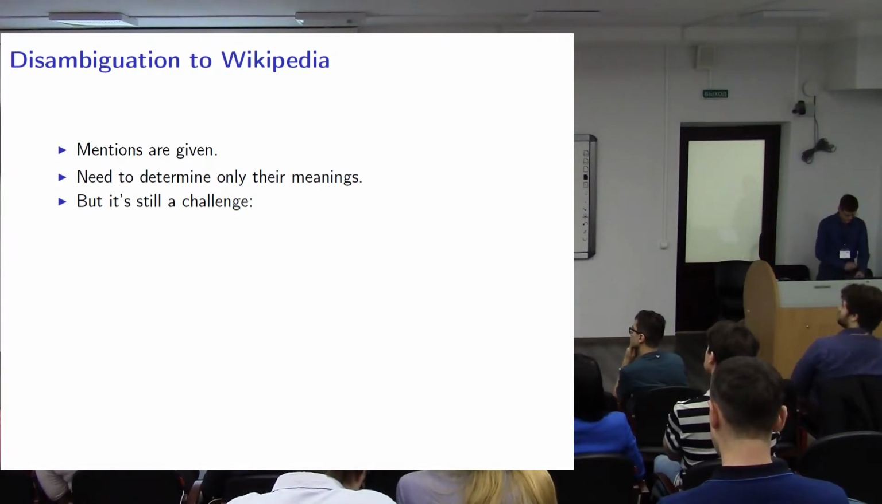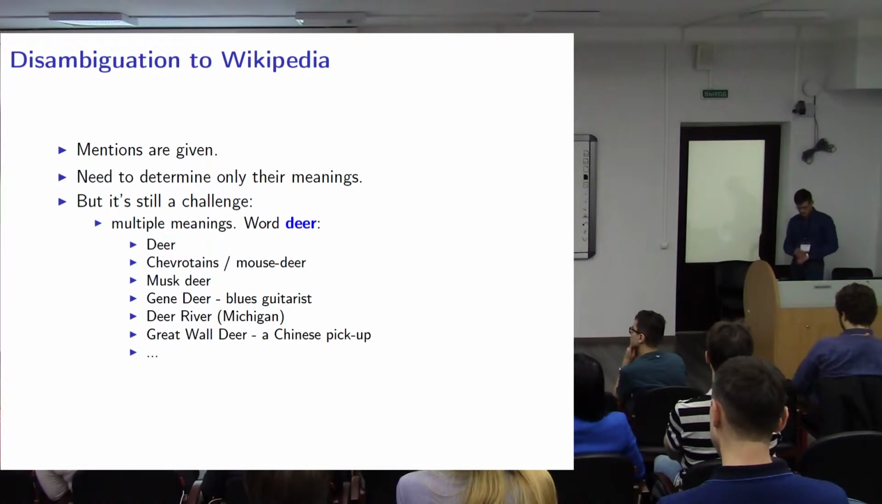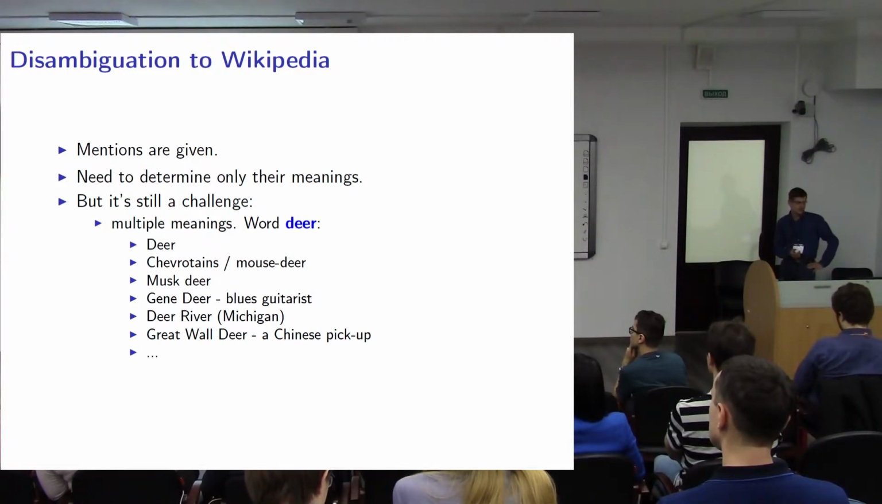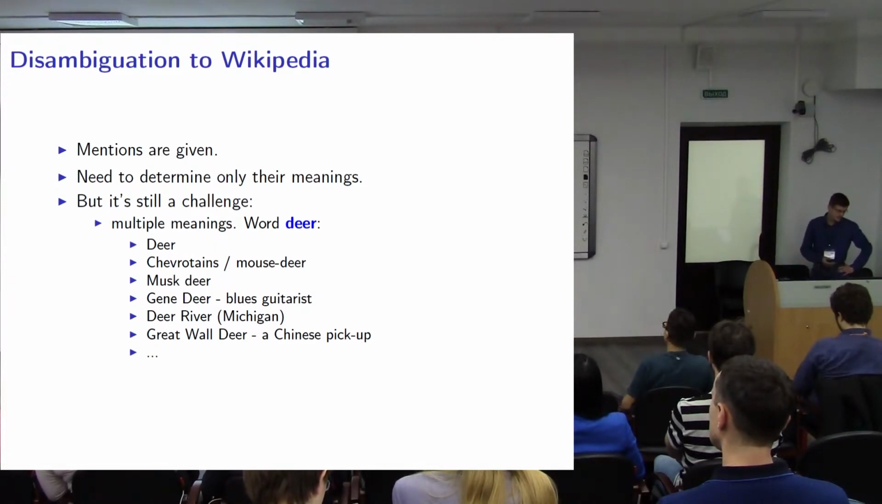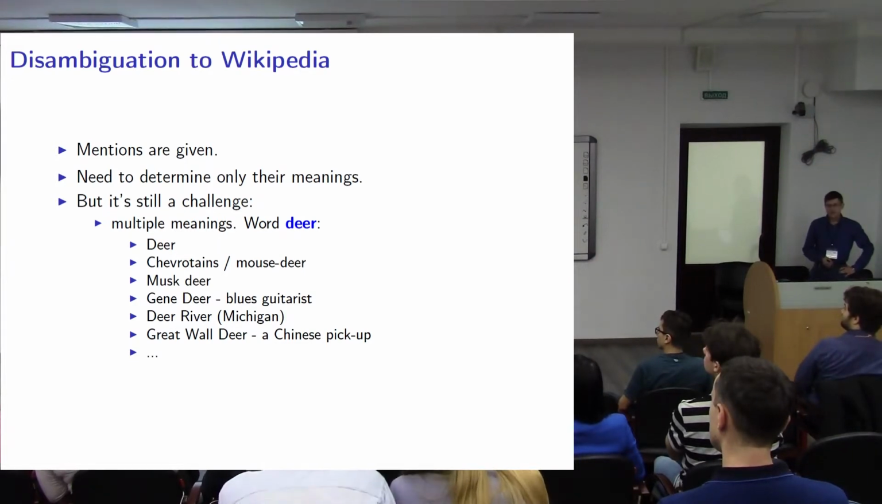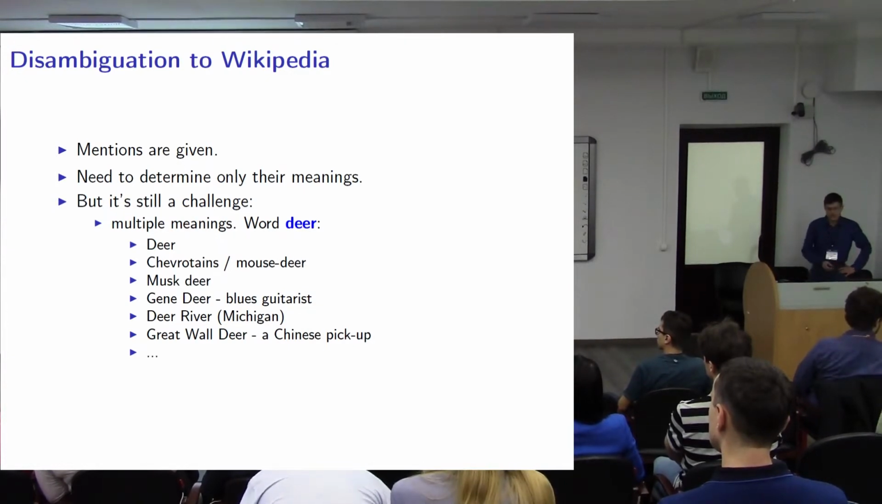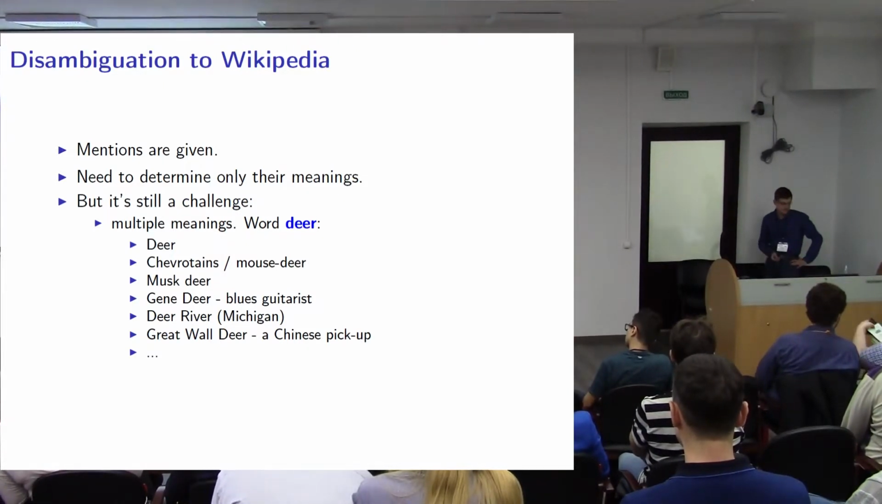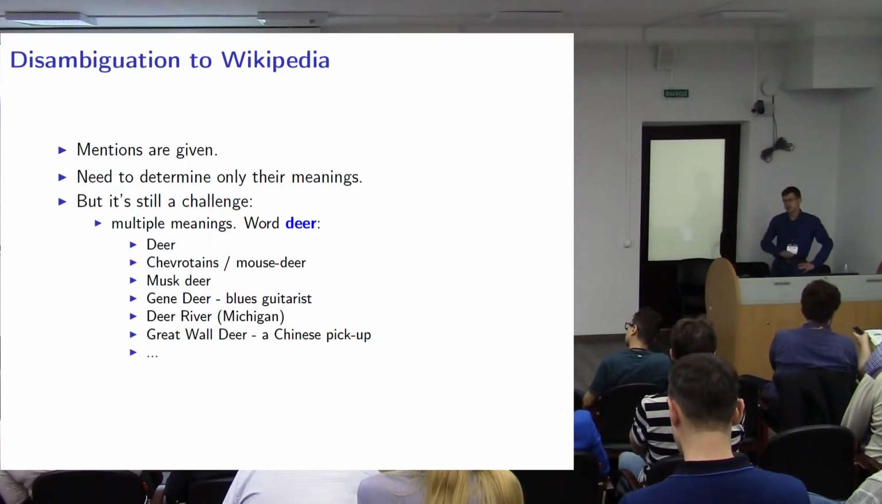The first problem is ambiguity. For example, you see here that there was a word deer, and actually this mention may have plenty of different meanings. Actually, deer is an animal, I think, you know, but there are different subkinds of this animal, like mouse deer and musk deer. Deer may be a surname of some person, it may be the name of the river, for example, like here. It may be a name of some humanly created object, like Great Wall Deer, it's a Chinese pickup, and many, many others.